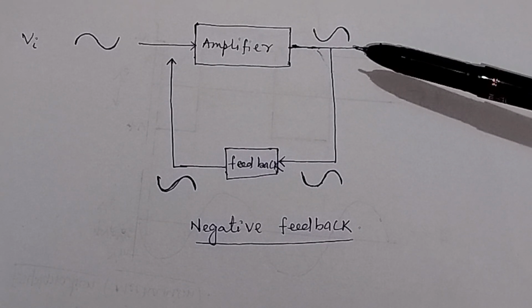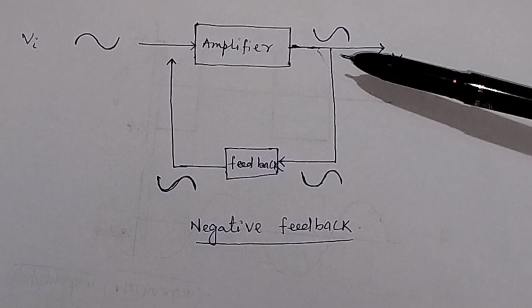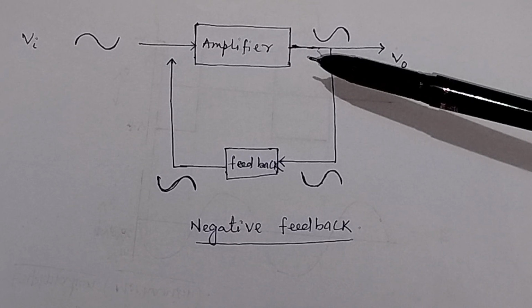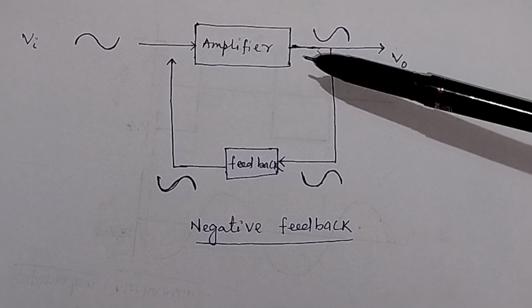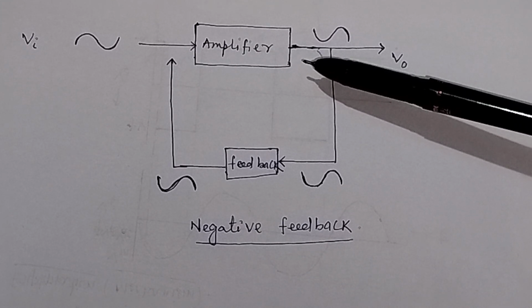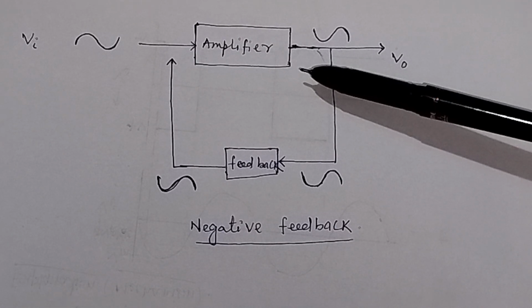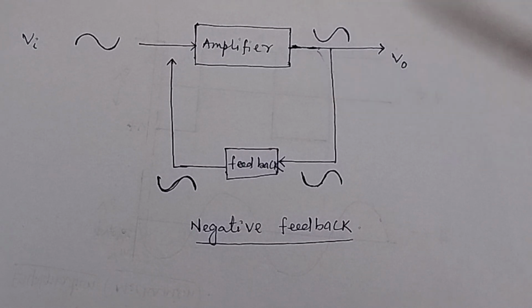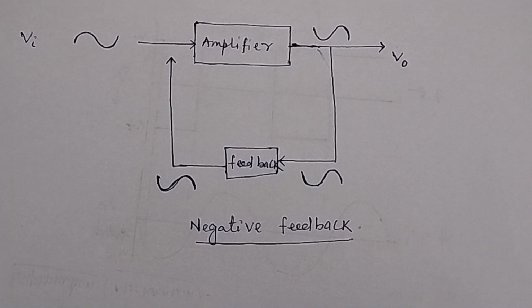So the gain of the amplifier decreases, and as a result the distortion, noise and instability are reduced. That is why negative feedback increases the bandwidth. So we use negative feedback in amplifiers and positive feedback in oscillators. So this is about the feedback in amplifiers.